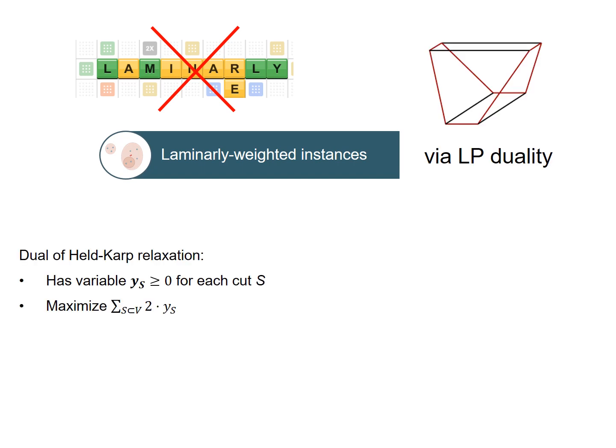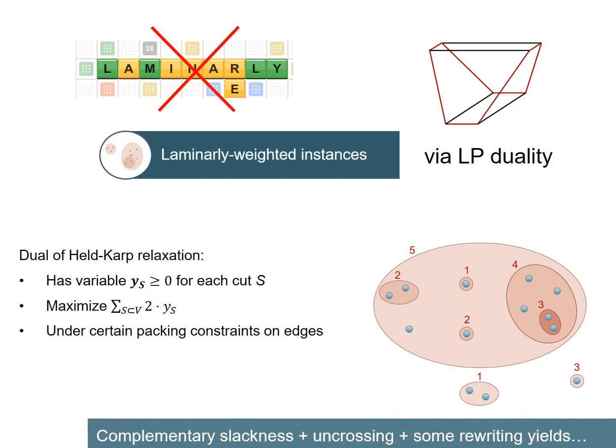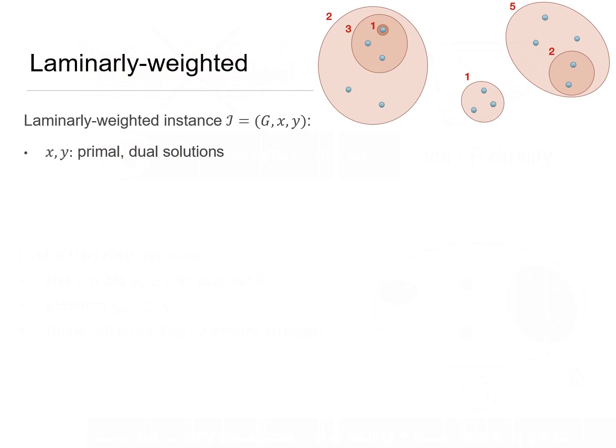So the Held-Karp relaxation has a dual, which has a variable y_S for every cut S in the graph, and the objective is to maximize the sum of all these variables times 2. Okay, so a solution might look like this. You have some sets of vertices, and then you have some values associated with these sets. There are these red numbers. Okay, there are some constraints, of course, but I don't want to get into details. Essentially, by using complementary slackness and uncrossing, and doing some rewriting and simplifying, you can get the following structure.